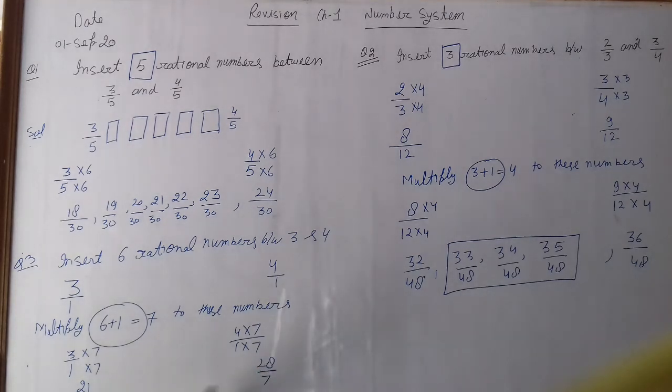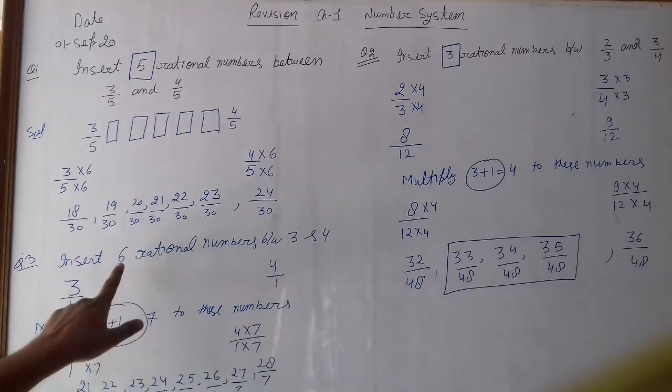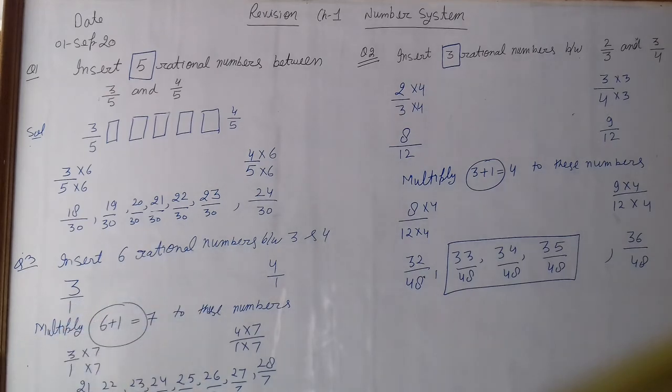Right? Now, see, just after 21, we have 22, then 23, then 24, 25, 26, and 27 upon 7 in each number. Right? Then you will observe 1, 2, 3, 4, 5, 6. These are the 6 rational numbers between two given numbers.